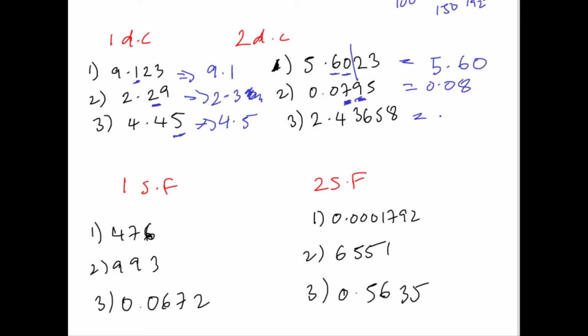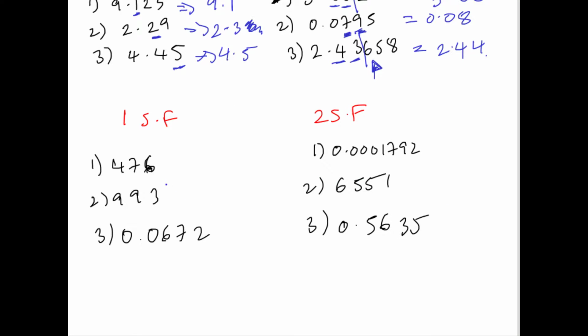And finally this one here, 2.4, that goes without saying here. You got 4 here, 3 here. Now next to the 3, you got the 6. Again, that's above 5, so you have to add 1 ahead. So the answer is 2.44.